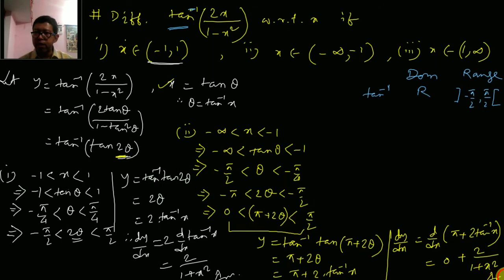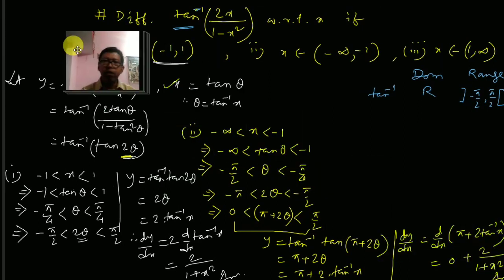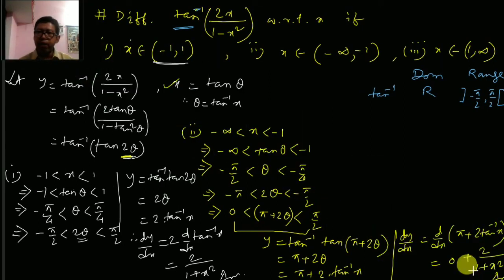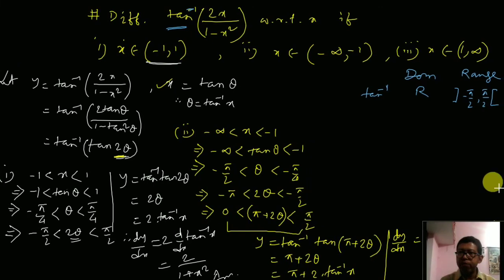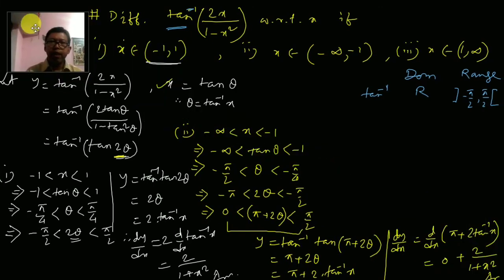This is the result for the second part: dy/dx is equal to 0 plus 2 upon 1 plus x square, that is, 2 divided by 1 plus x square. Now I have to do the third part also.